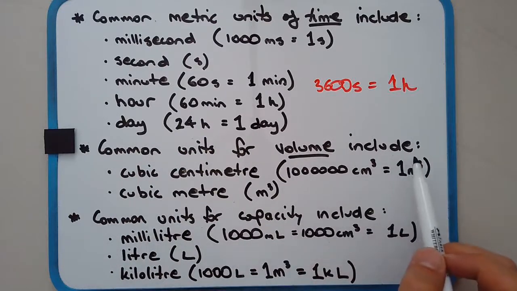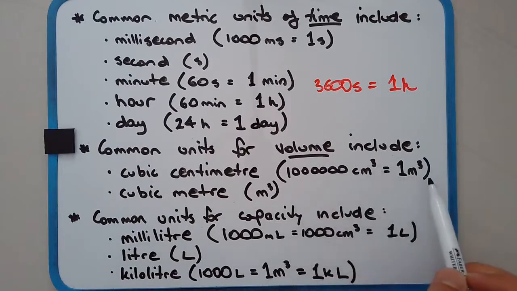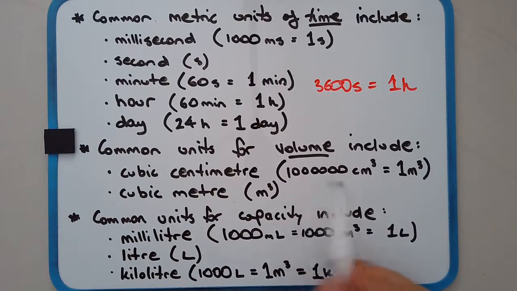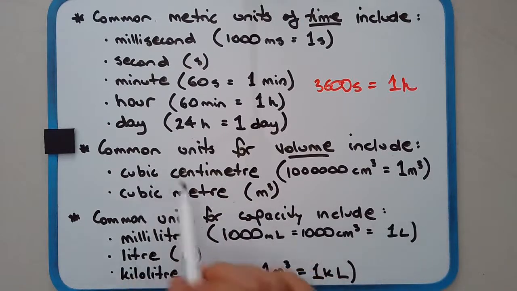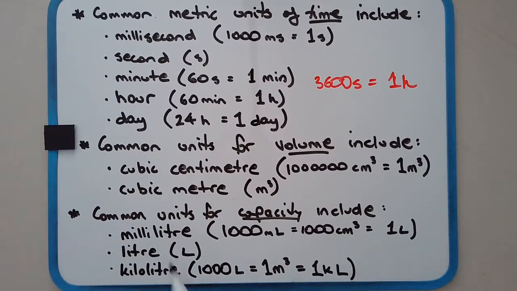Common units for volume, okay, include the cubic centimeter, which is a million cubic centimeters gives you 1 cubic meter. So just imagine a cube that's a meter by a meter by a meter, okay, it's fairly large. A million of these cubic centimeters will fit into 1 cubic meter. And then we have the cubic meter as well. Now, the reason why I put these in there is because when you talk about units of capacity, okay, so capacity is basically how much a container can hold. We measure capacity in things like milliliters, for example, and there's 1,000 milliliters. See the pattern? Milli, okay, millimeter, milligram, okay. There's 1,000 of those to make up one of a larger unit of measure.